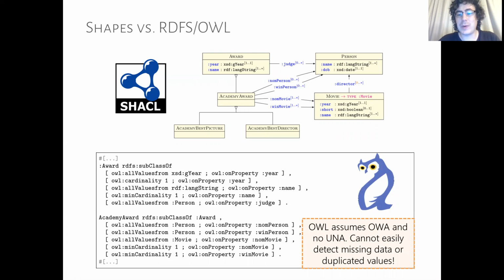So what this means is it's quite difficult in OWL to detect missing data because we just assume the data are incomplete anyway, so we're not going to flag or give an error if we're missing data. Or duplicated values, by which I mean, for example, you say that a person has at most 2 biological parents, and then you find a person with 3 biological parents. In OWL, you would assume that 2 of those must be the same person, the same entity. So it's difficult to validate data with OWL and RDFS.